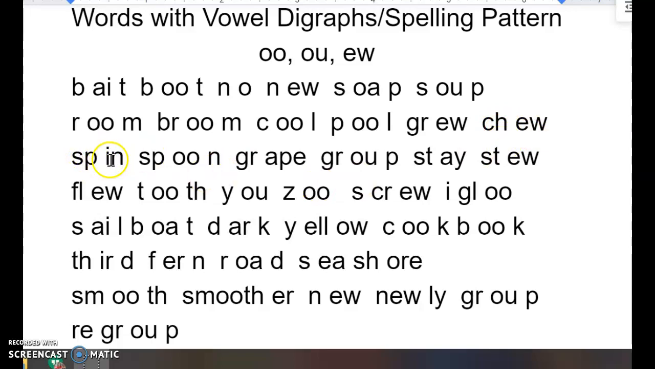Sp, in, spin. Sp, oo, n, spoon. Gr, ape, grape. Gr, oup, group. St, ay, stay. St, ew, stew.